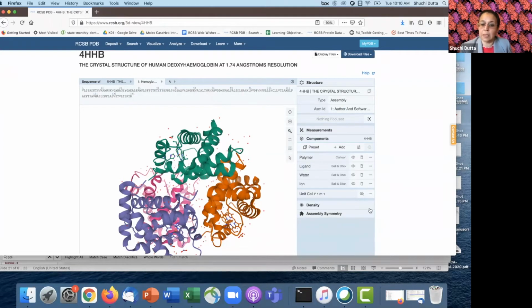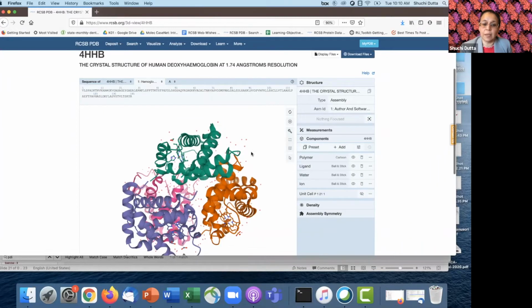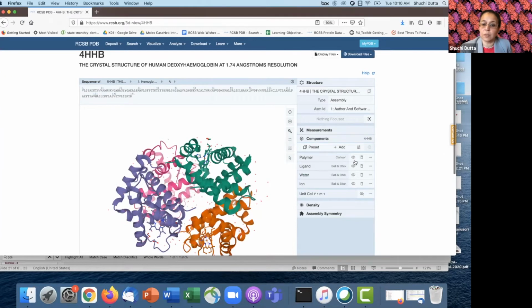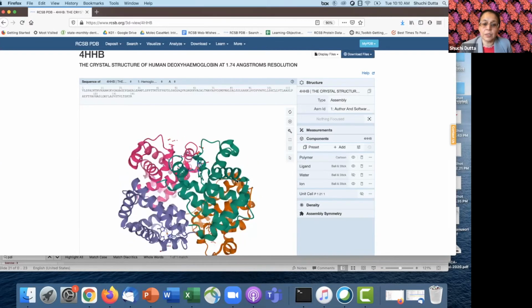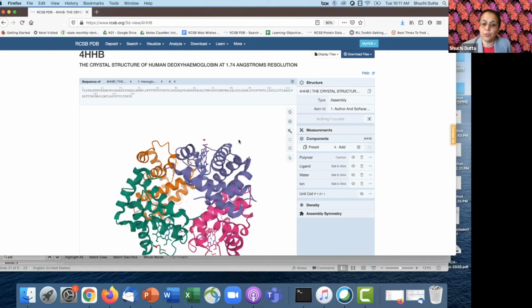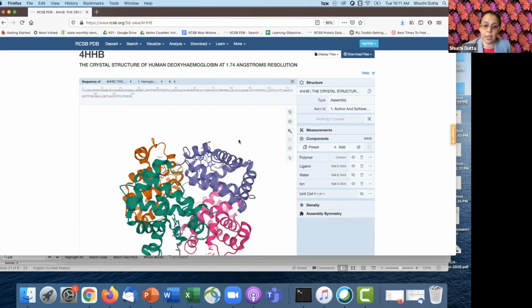This panel is for you to be able to navigate and select and show different components. So for example, I can hide the polymer, show the polymer. Let's hide the waters for simplicity's sake. And I can just use the mouse in the 3D canvas to move things around. So everybody, I hope, is able to do this along with me.